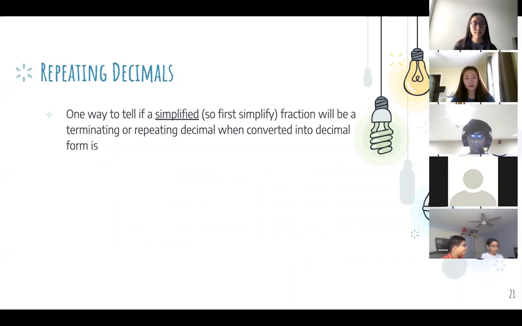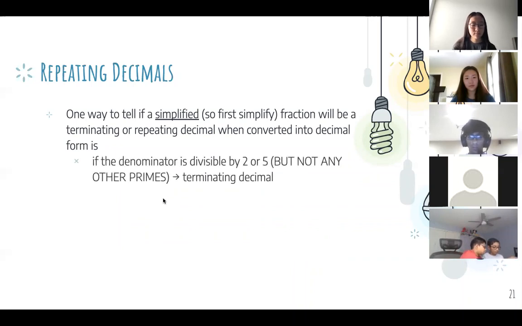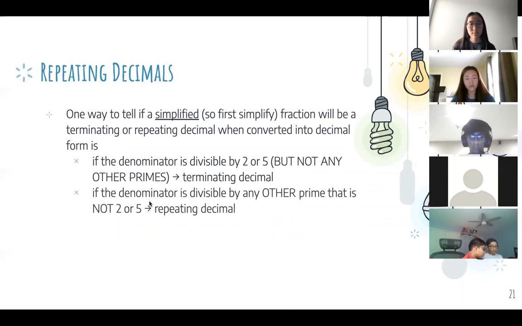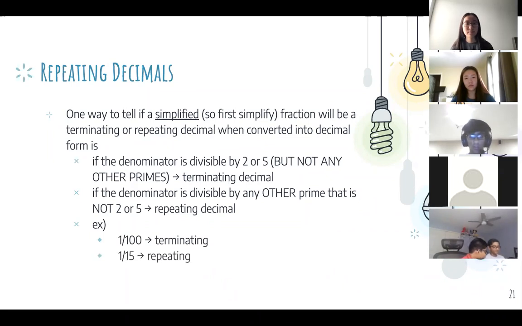So, one way to tell if a simplified fraction will be a terminating or a repeating decimal when converted into decimal form is if the denominator is divisible by only 2 or 5. Then it would be a terminating decimal, meaning it has a clear end. But if the denominator is divisible by any other prime that is not 2 or 5, then it is a repeating decimal. So for example, 1/100 is going to be terminating, which means it ends, and then 1/15, even though it's divisible by 5, it's also divisible by 3, so it's going to be repeating. And then 7/64 is going to be terminating because it is only divisible by 2's.